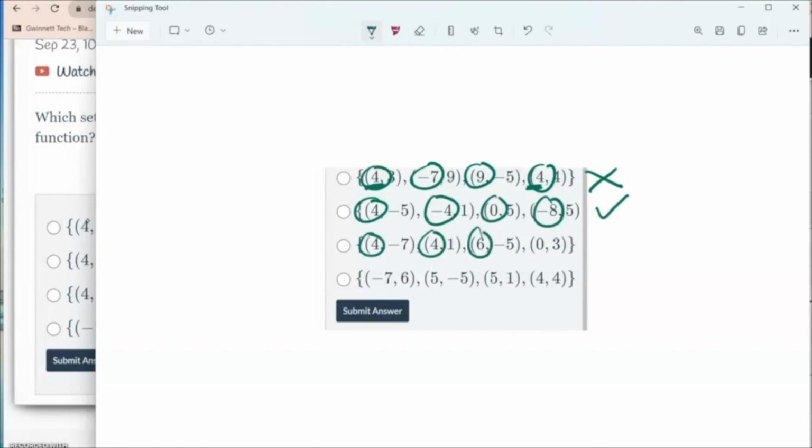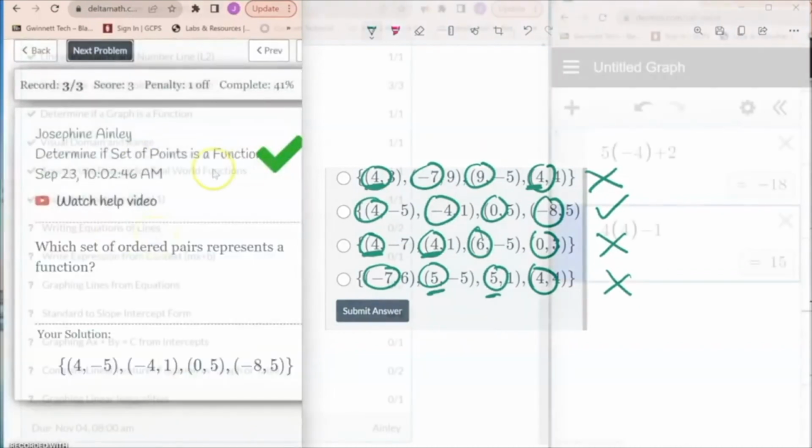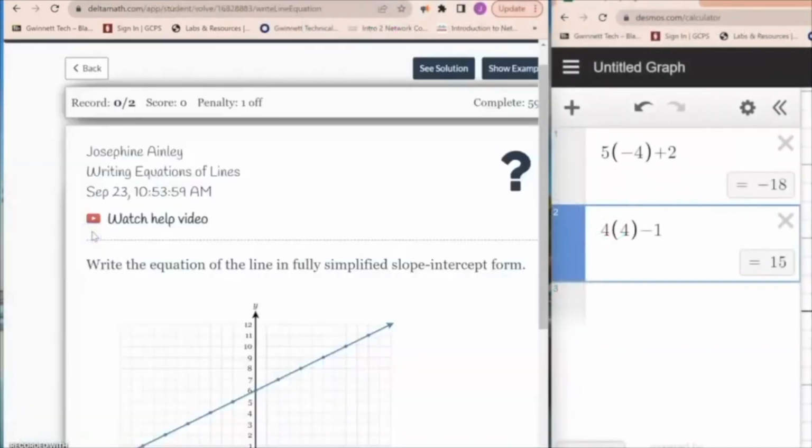X values. Does it repeat? Yes, right here. Not a function. X values again. Does it repeat? Yes, right here. So not a function. So the one that is a function is B. So be careful as to what the question's asking, because it can ask, is it a function? Is it not a function? So be careful.